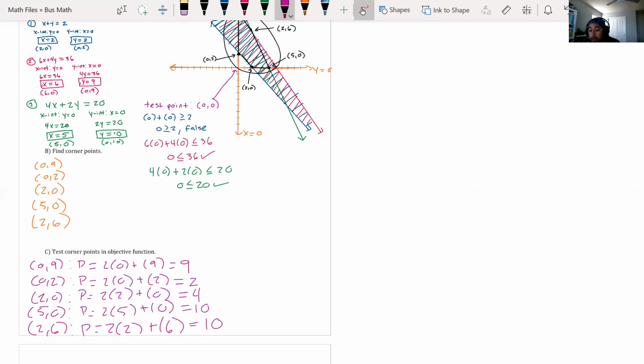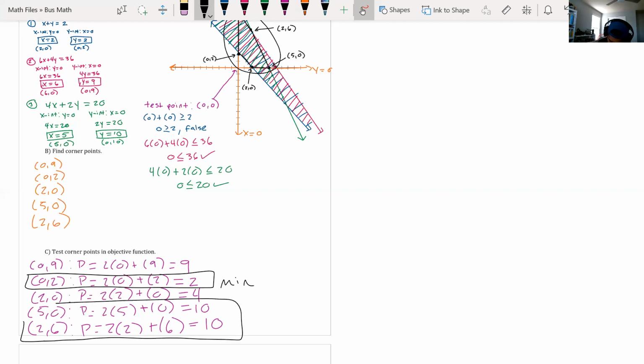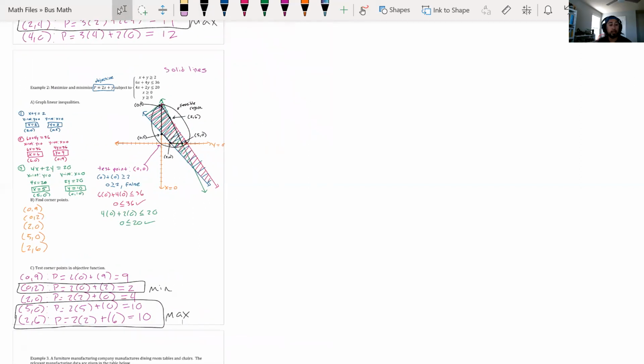Okay. Now look at our objective values and which one's the minimum. 0, 2. And which ones are my max? 5, 0 and 2, 6. Good. There's my max. There you go. Any questions on that? No, sir. Looks good. All right.